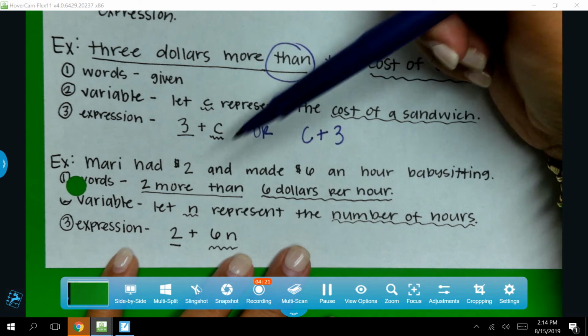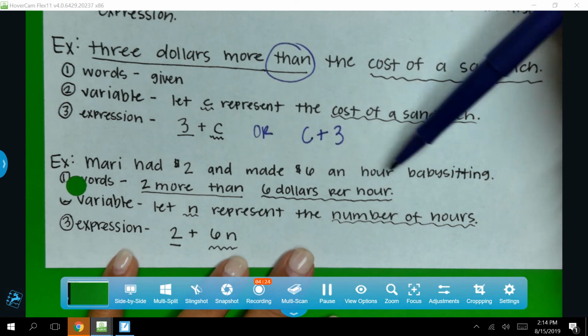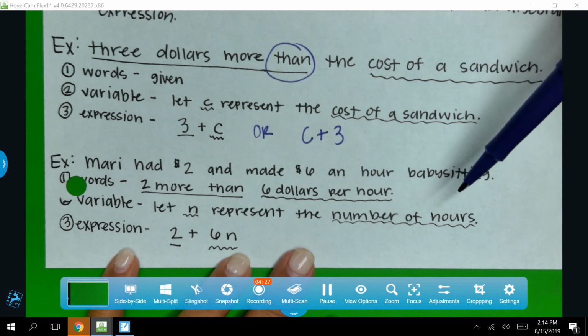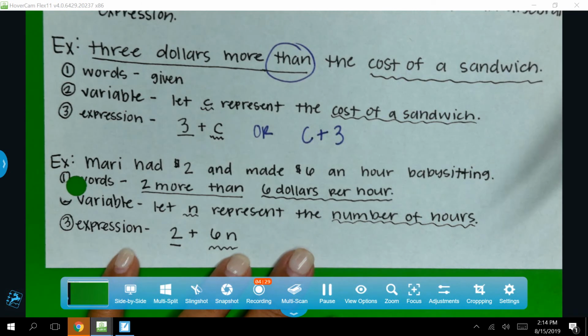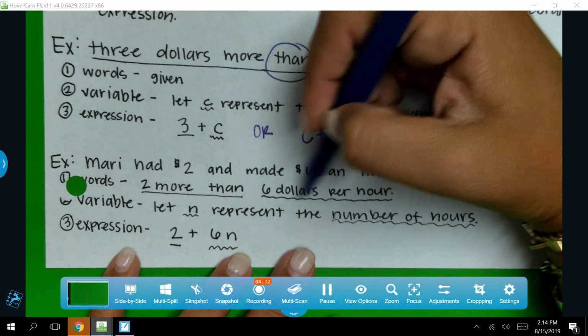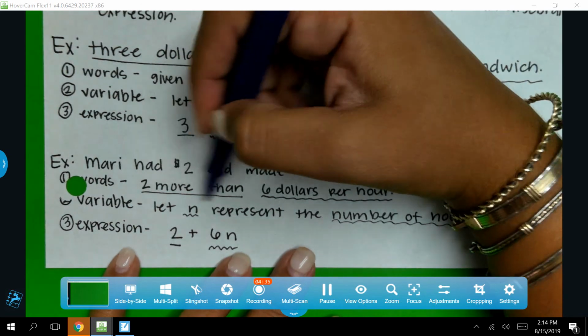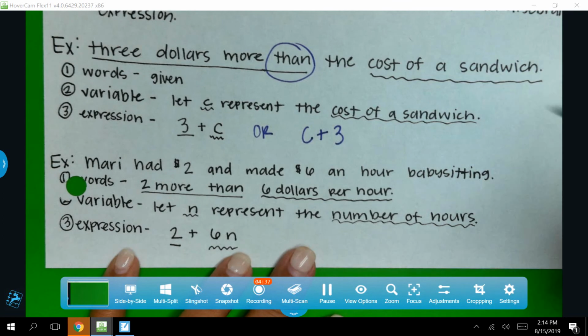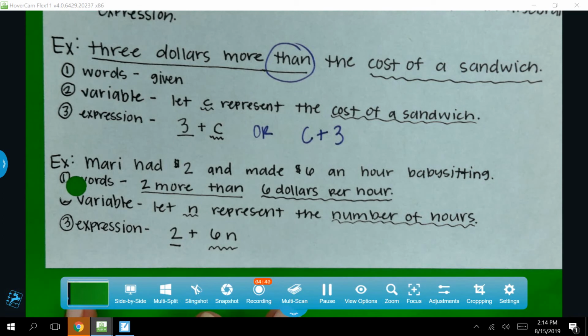Number 2, it says Mari had $2 and made $6 an hour babysitting. So I need to figure out what's important. I know that she made $6 per hour, and she already had $2 in her pocket. Do I know how many hours she spent babysitting? No, I don't know how many hours. So that per hour is going to become a variable. Because if she's babysitting for 5 hours, then I can figure out how much money she has total. But right now, I don't know how many hours she's babysitting, so that's why it's going to become a variable.